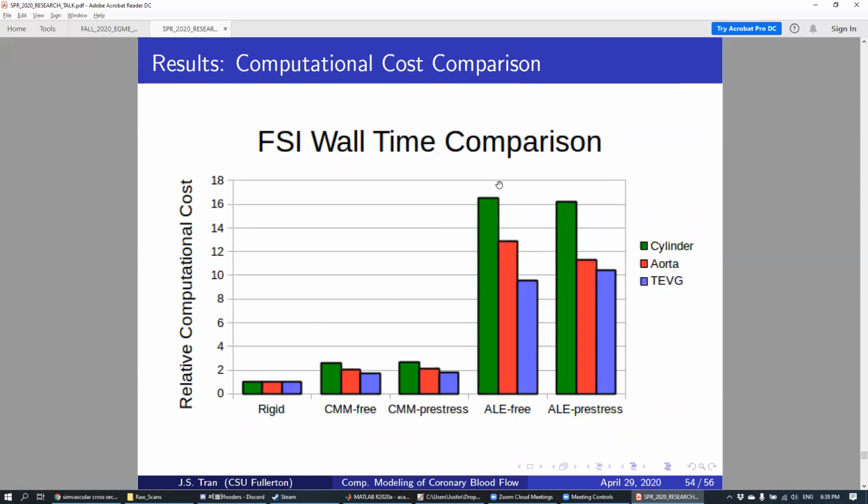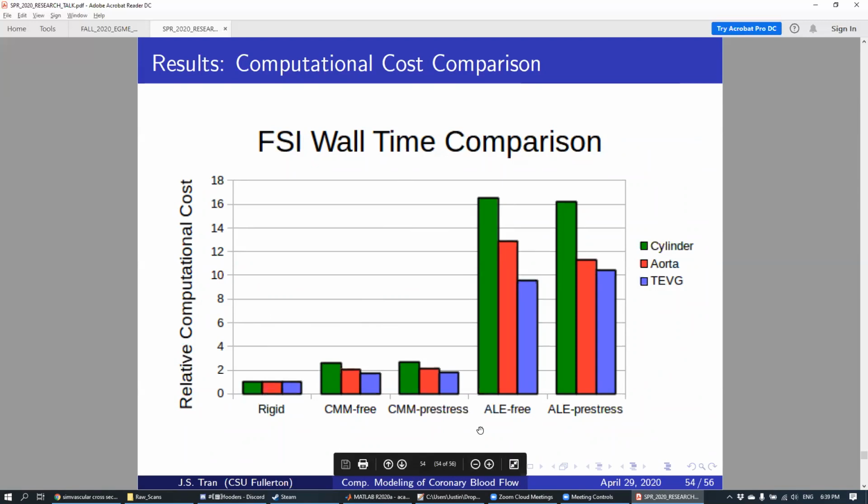Running an ALE simulation for the cylinder, you can see it takes over 16 times as long as the rigid simulation. So that's huge. In order to run an ALE simulation, you have to wait 16 times longer than you would for a rigid.